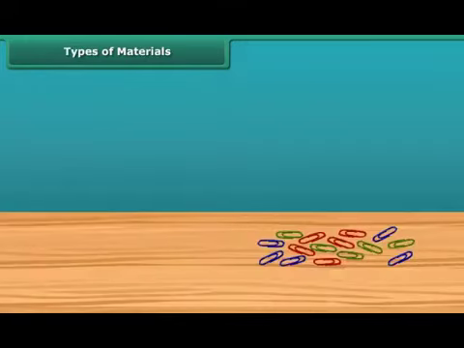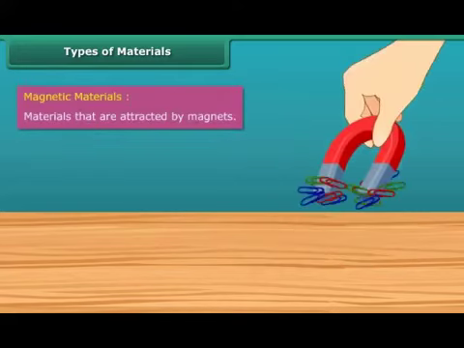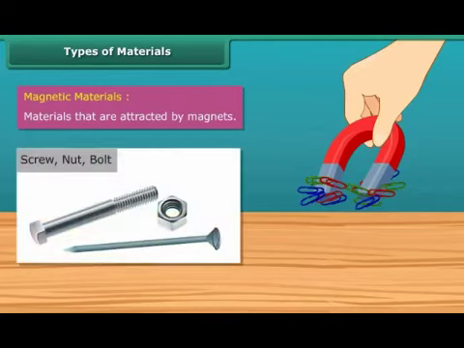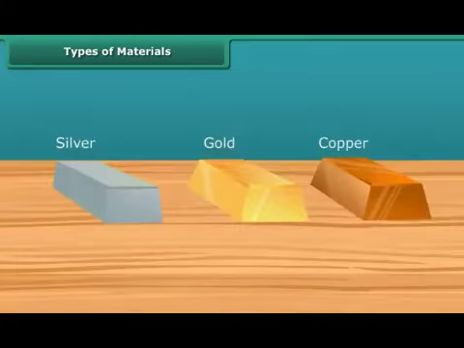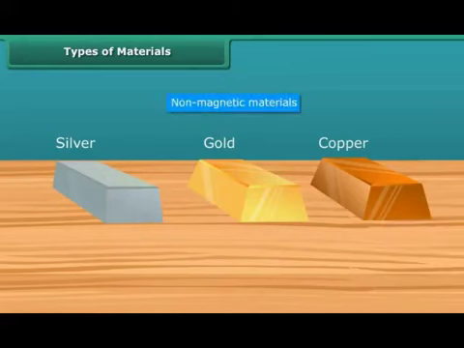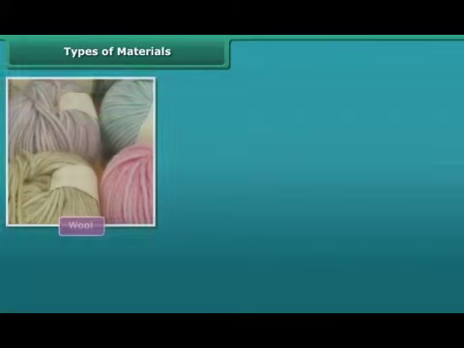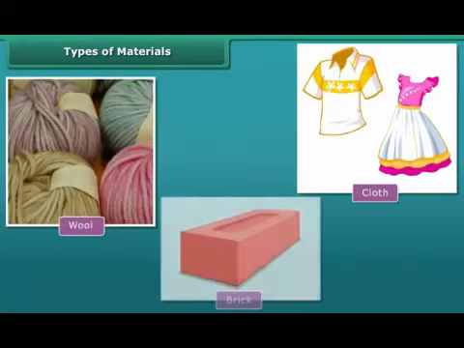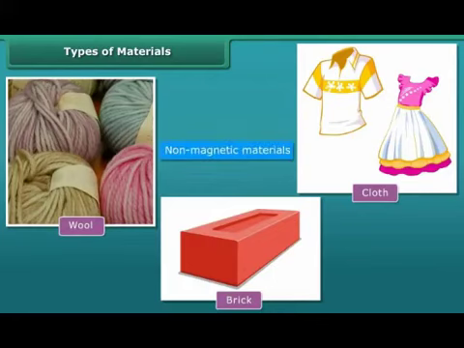Types of materials. Now let us look at the types of materials. Materials that are attracted by magnets are called magnetic materials. For example, screws, nuts, and bolts are magnetic materials. Materials that are not attracted by magnets are called non-magnetic materials. For example, wool, cloth, and bricks are non-magnetic materials.